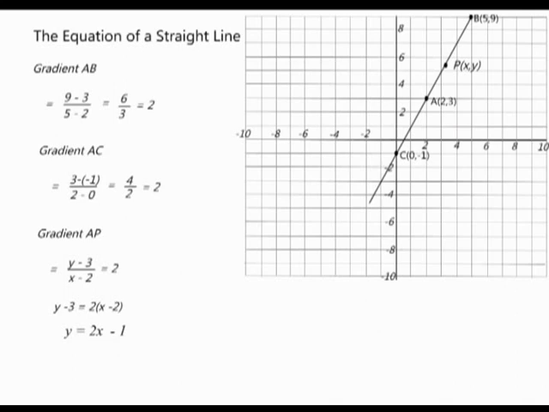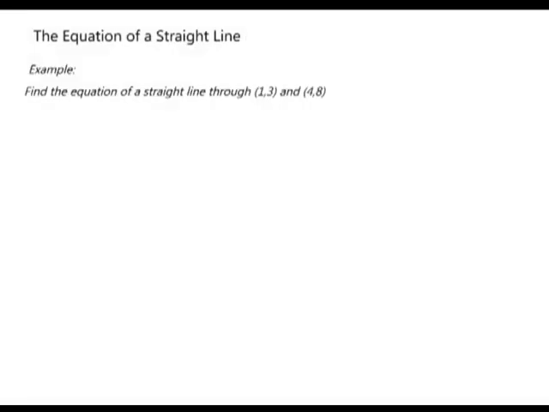And so the equation of a straight line can be determined if 1. 2 points on the line are known, or 2. Its gradient and a point are known. For example, find the equation of a straight line through the points 1, 3, and 4, 8.